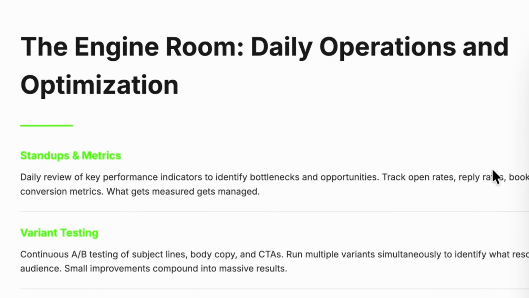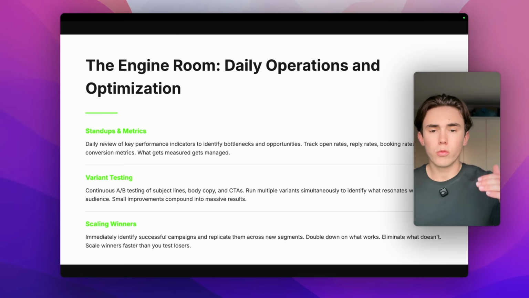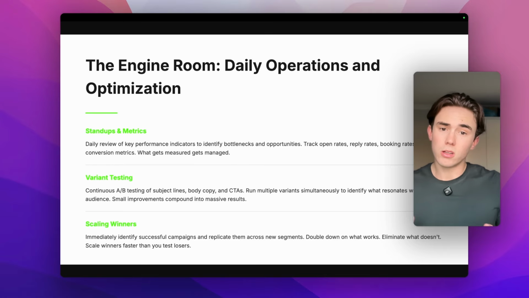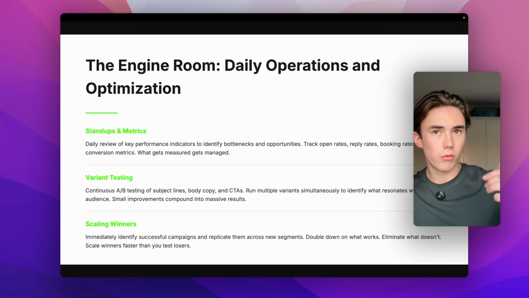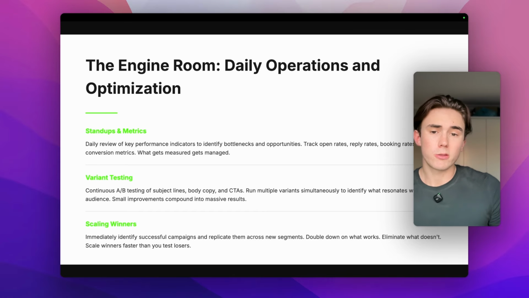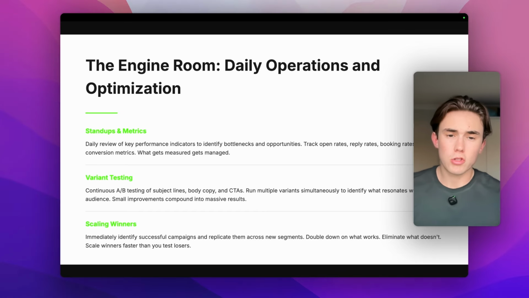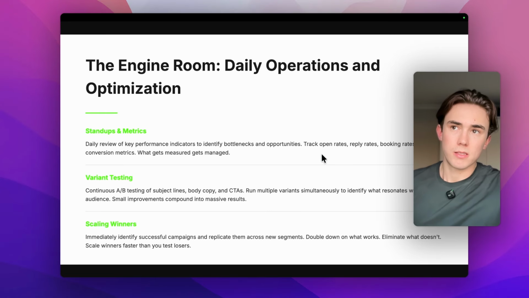Right, then in terms of daily operations and optimization, basically what you want to do is review the stats every single day, right? You want to look into your reply rates, your booking rates, your positive reply rates, all that good stuff. Which variants are booking the most meetings, which variants are getting the most responses. It says track open rates there. I don't recommend tracking open rates there. I think that just slid into the presentation. Don't track open rates, as a little tip.